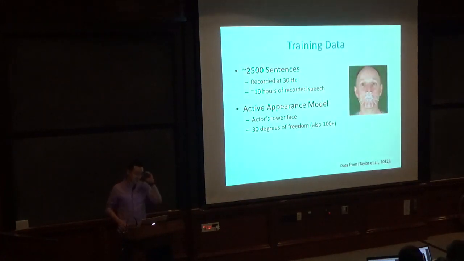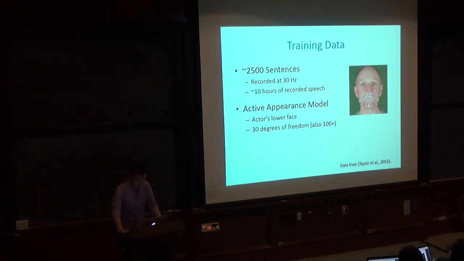So here's the training data. Our actor, his name is Ken. He's quite famous in the computer graphics community now. We sat him in front of a green screen, and we made him say about 2,500 sentences. These are recorded at 30 hertz, so it's about 10 hours of recorded speech. He was pretty tired at the end of the day.